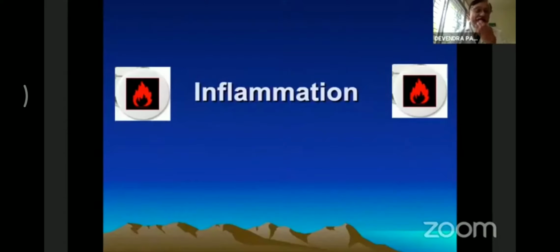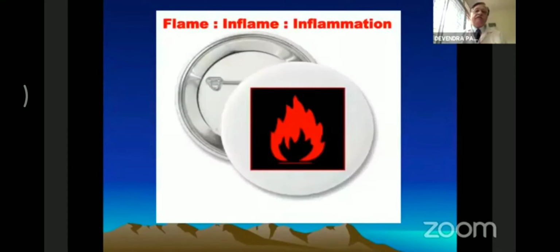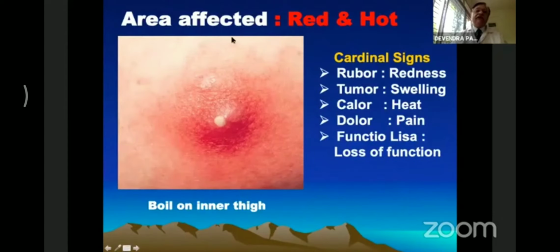Okay, so quickly we are going to move on to the next topic, inflammation. The word is inflame, which is derived from flame. Flame is red and hot. So the area affected by acute inflammation is red and hot. Whenever you want to imagine or recall the cardinal signs of inflammation, always imagine a boil.